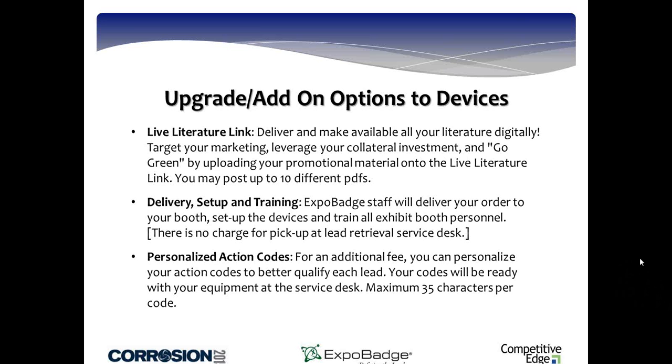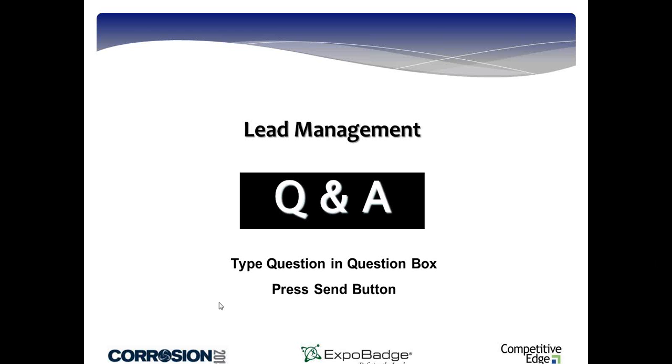If you want to personalize your codes or customize them, then we charge you a fee for up to 20 different personalized action codes. And basically, the way that it works is you scan the barcode of the attendee, you scan as many action codes that apply to that particular guest, and all those action codes are in the electronic file that we email off to you. And that kind of sums it up on the different units. If you guys have any questions, please feel free to go ahead and send those in.